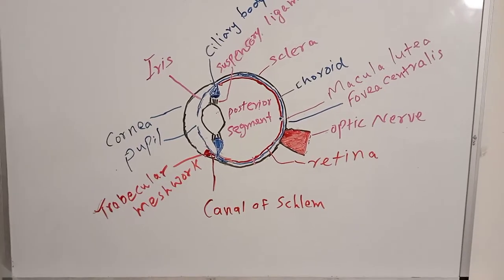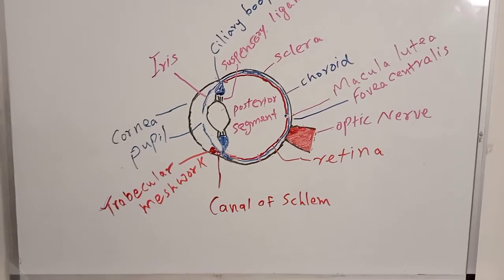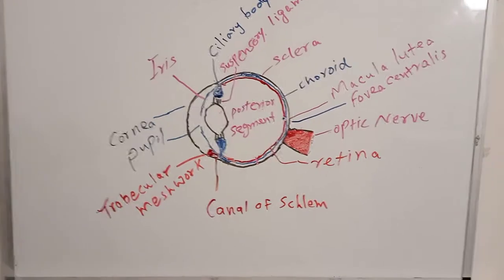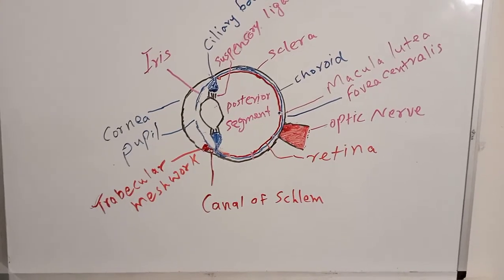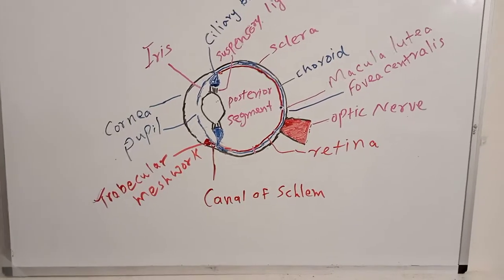Today my topic is anatomy and physiology of the eye. The eye is a 1-inch globe. It's also called a 1-inch sphere. It has three layers. Its walls have three layers.